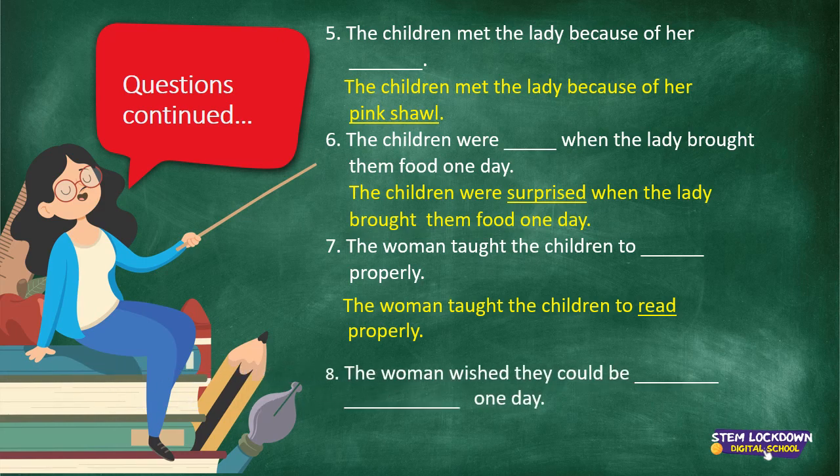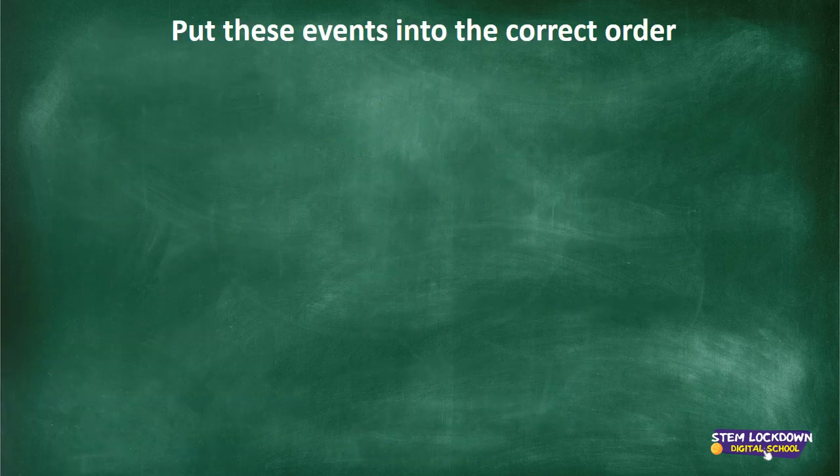Number 8. The woman wished they could be blank one day. The woman wished they could be her children one day. Did you get all those? Great! Now that we have read the story, it's time to put the events into the correct order. The events would make up the plot of the story. So let's see if you can remember the different steps of the story. Let's read them together first.